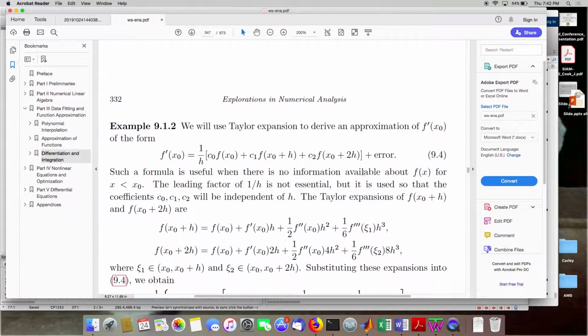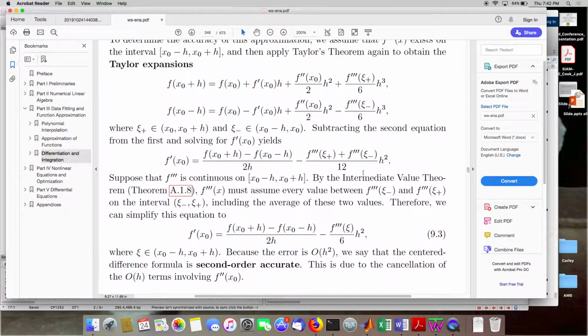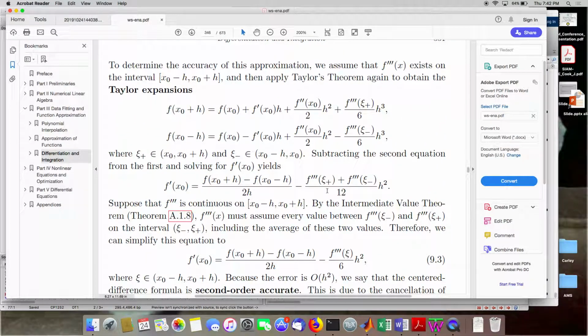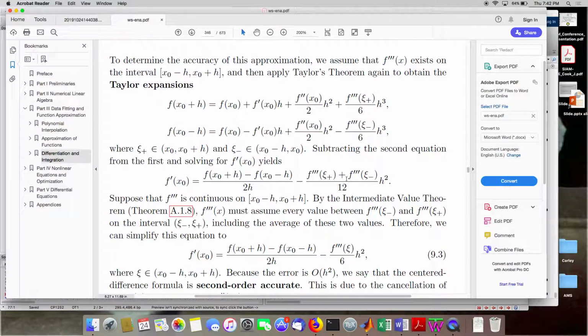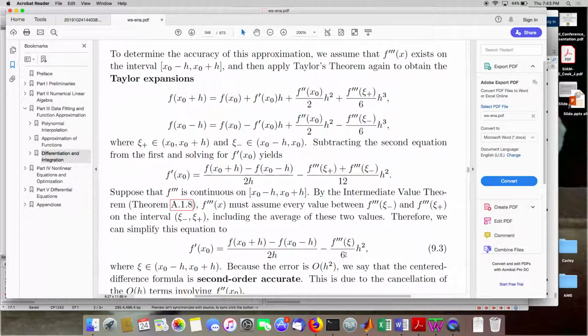Whereas when I did the same thing with the center difference, I get these error terms, but I'm taking this minus this. So these terms have the same sign. So I can use the intermediate value theorem to justify combining them into one term at one unknown point.